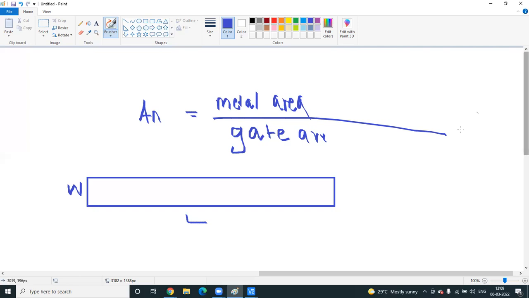If you divide, that ratio is given for each technology. Suppose in this technology you will find 1000. So if it is less than 1000, it will not cause antenna effect. But if it is greater than 1000, it will cause antenna.